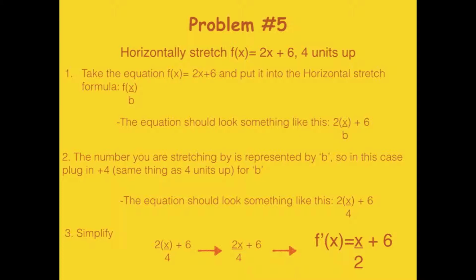So now, simplify. 2 times x over 4 is 2x over 4. So you get 2x over 4 plus 6. And now you can simplify 2 over 4, and your final equation is x over 2 plus 6.